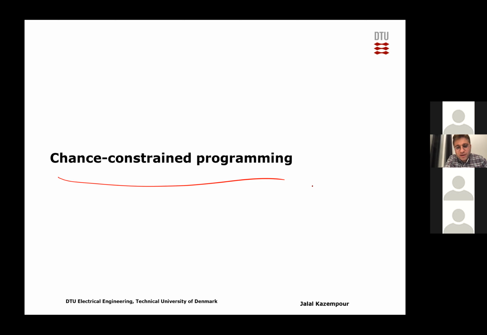I forgot how many of you said you already knew what chance constraint programming is. Could you please remind me? We can write yes or no. Yeah, we have some no, a few yes. Okay, let's talk about chance constraint.